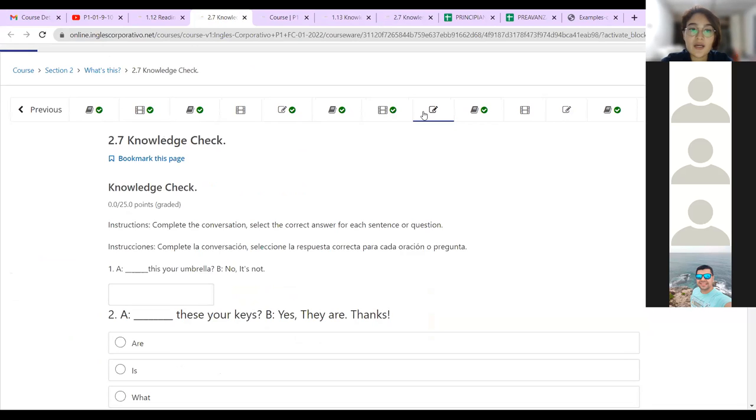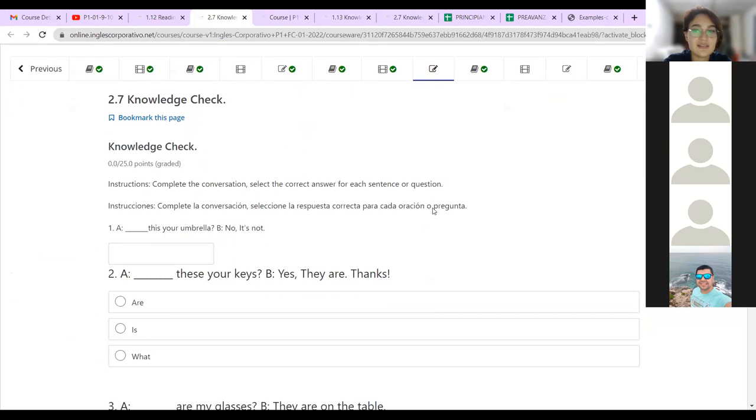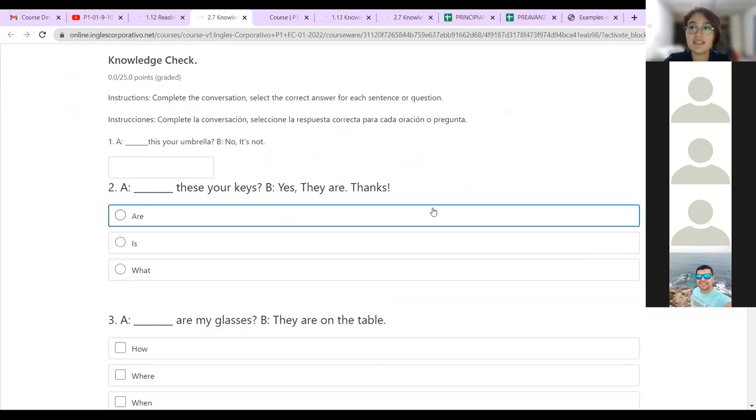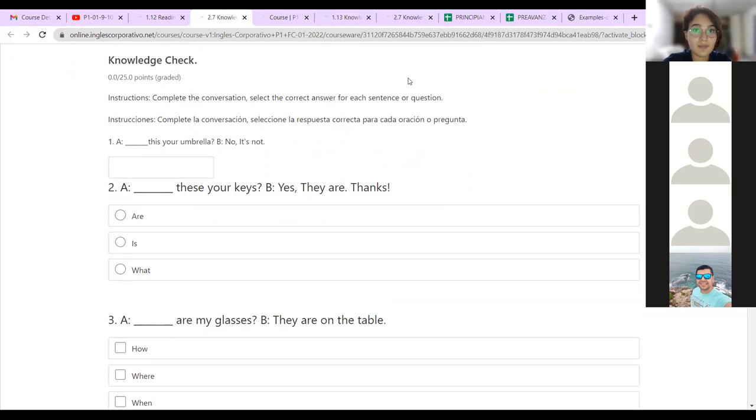Right. Let's do a quick knowledge check. Now that we have reviewed this and this, yes and no questions, WH questions, ya vimos las preguntas, ya vimos las formas de responder, vimos algunos ejemplos, this and this, así que, let's try to practice. Veamos el ejemplo.